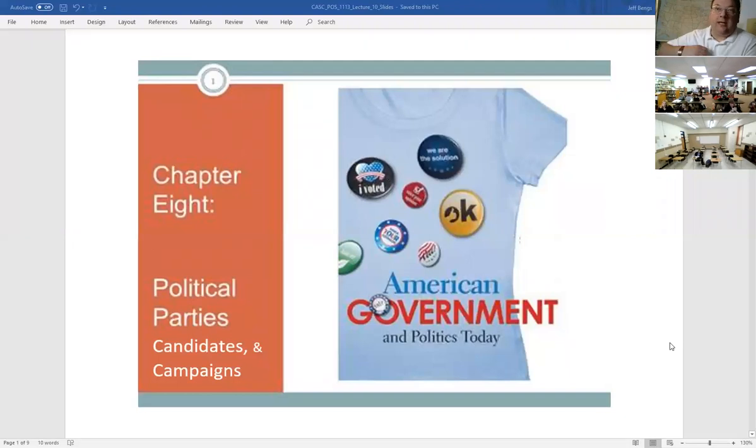And we will talk about political parties today and basically their history in our country and the changes that have been made in the 240 plus years to where we find ourselves today.